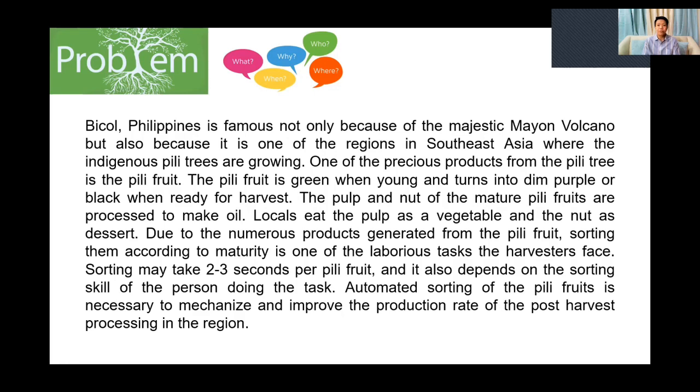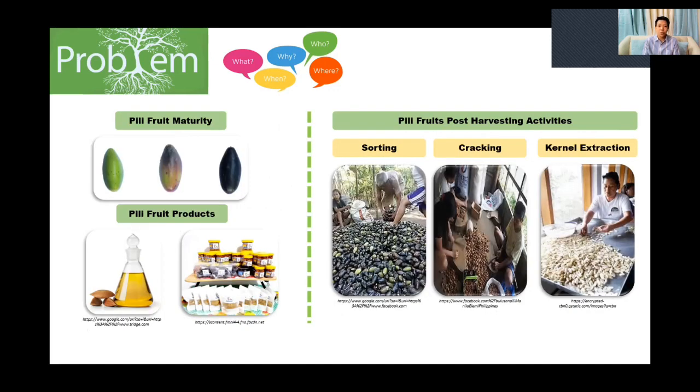Automated sorting of the pili fruit is necessary to mechanize and improve the production rate of the post-harvest processing in the region. So for those who are unfamiliar with pili fruits, here is a quick view of the pili fruit maturity and the products generated from them. On the right-hand side are the post-harvest activities, one of which is sorting. And looking at the picture, you may notice that after the fruits are removed from the twigs, there's a good mix of the ripe, the almost ripe, and the unripe fruits, and this is where manual sorting happens.